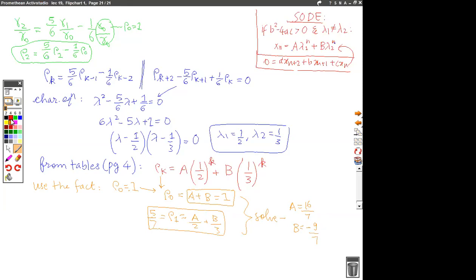And then you can write that your rho k is just, instead of a and b, you substitute the values that you have here. So you will write 16 upon 7 times a half raised to k plus minus 9 upon 7 times a third raised to k. And this is the answer that you have.